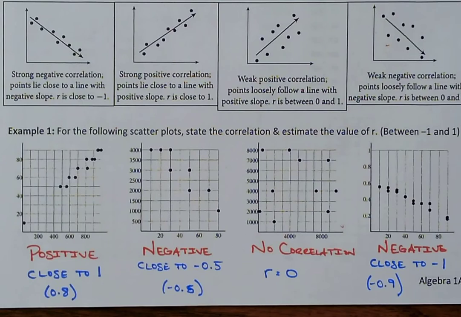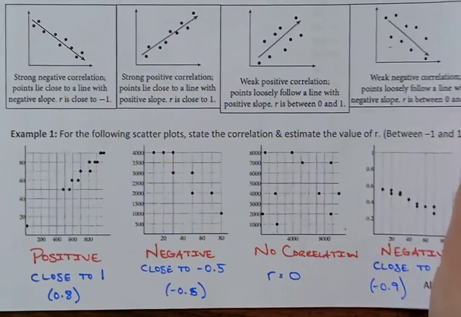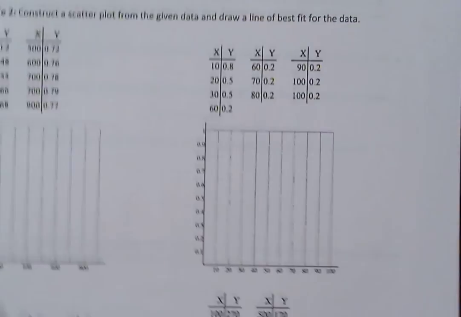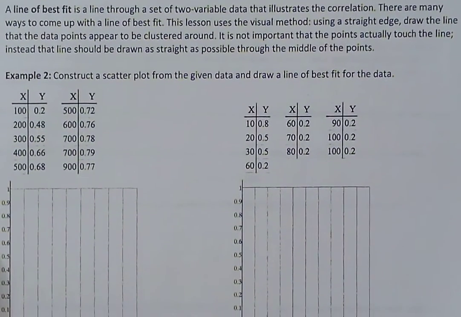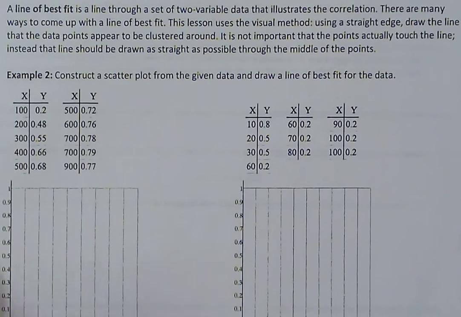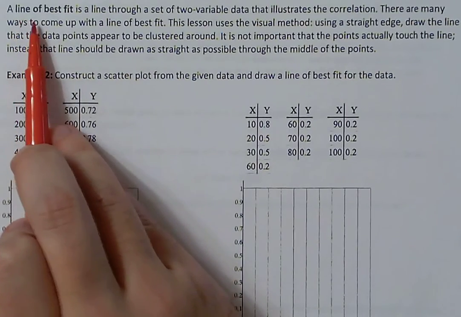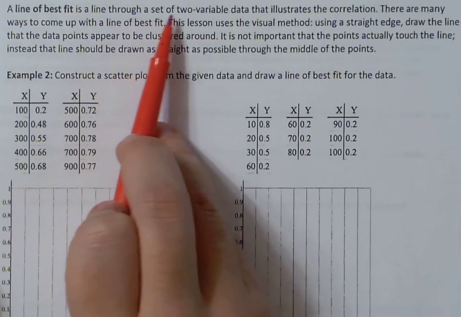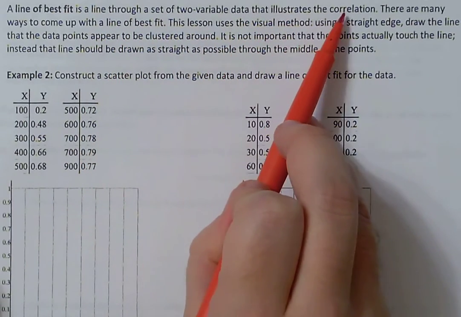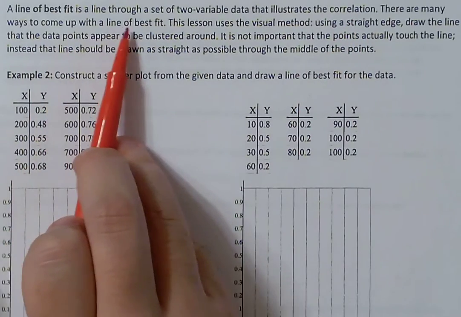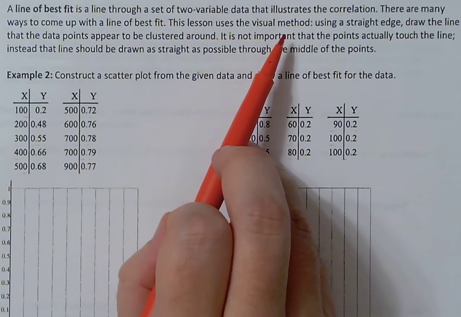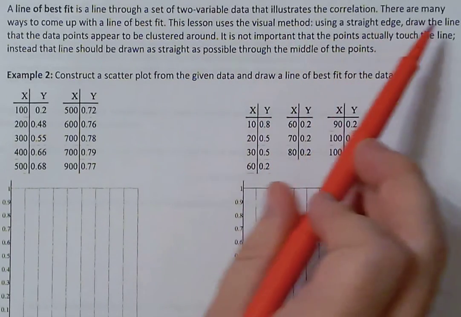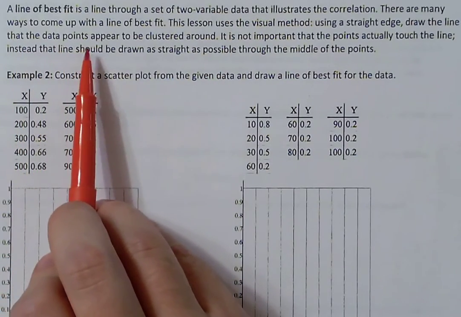Next, we are going to talk about constructing scatter plots and then also talking about lines of best fit. So, a line of best fit is a line through a set of two variable data that illustrates the correlation. There are many ways to come up with a line of best fit. This lesson is going to use the visual method, where we're just going to use a straight edge, a ruler, and we're going to draw the line that the data points appear to be clustered around.